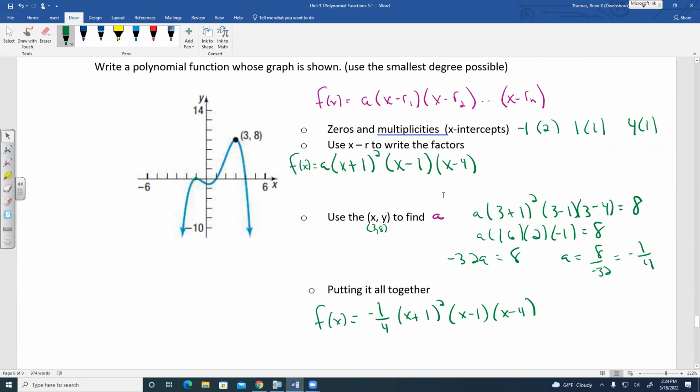Notice how this was a degree 4 and a was negative. Degree 4 means it should finish in the same direction, and since a was negative, they both finished down. So I'm really liking that answer a lot in that graph.